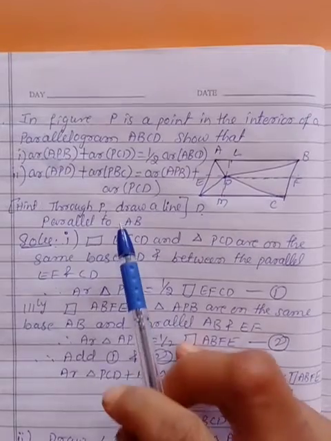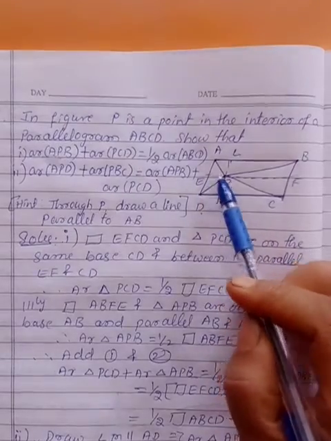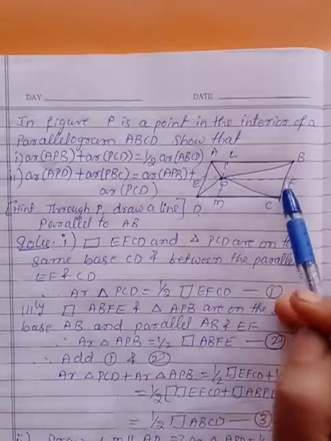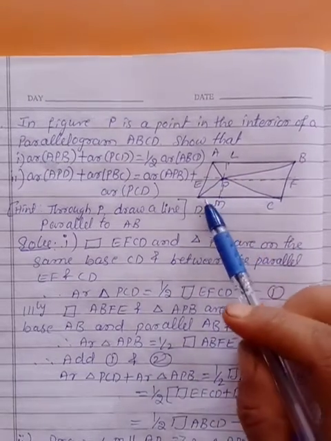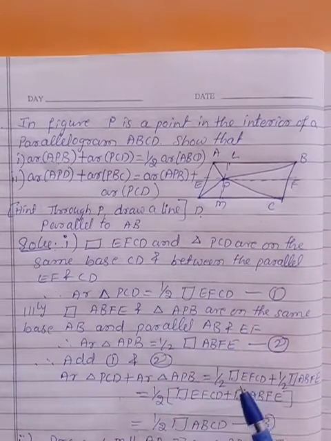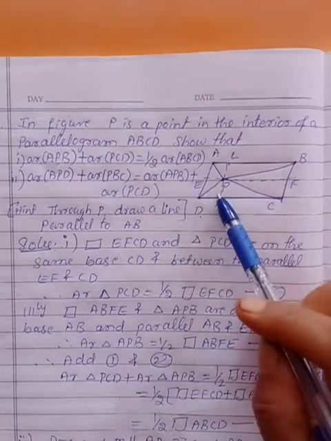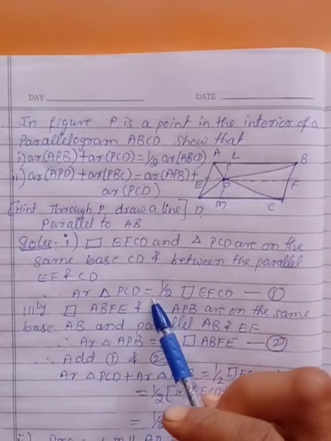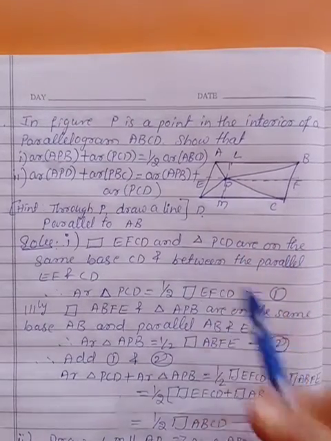Hint also they have given: through P draw a line parallel to AB. So let us consider that line as EF. Now just check it out. EFCD and triangle PCD are on the same base CD, and between the parallels EF and CD. That's why we can write that area of a triangle is half of the area of a parallelogram which are lying on the same base and between the same parallels. That's why area of triangle PCD will be equal to half of the parallelogram EFCD. Call it as 1.